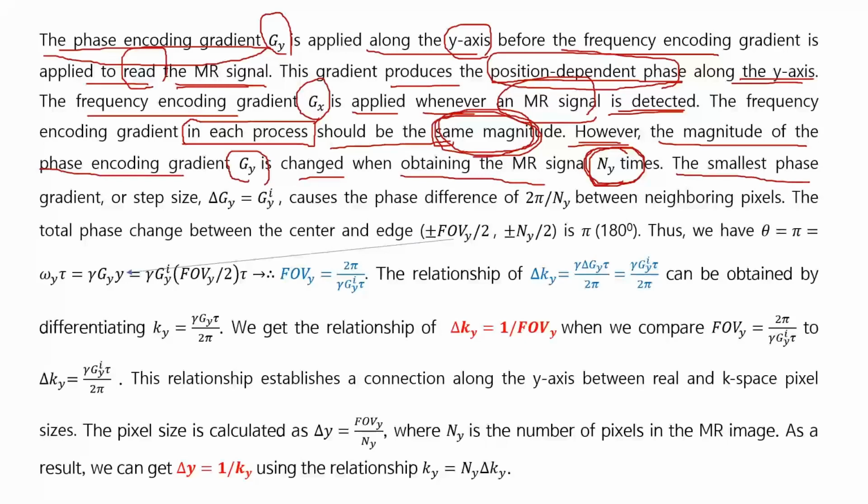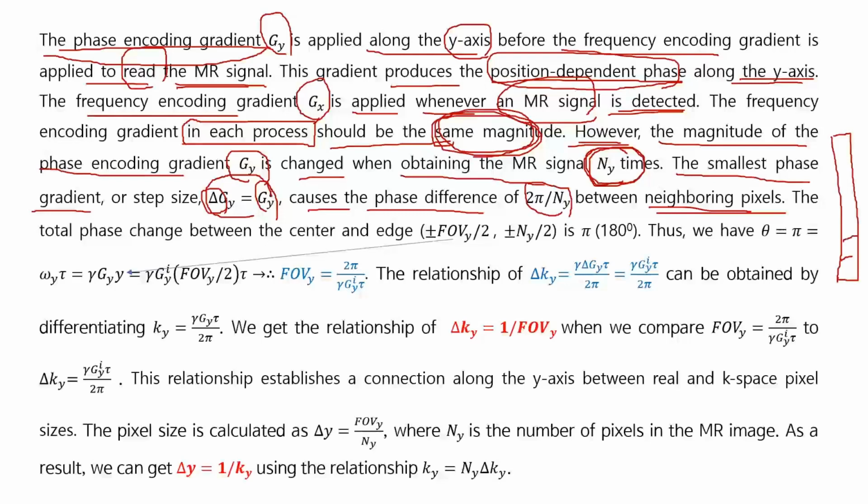The smallest phase gradient or step size, given by delta Gy and represented by Gyi, causes the phase difference of 2 pi over ny between neighboring pixels. So we have 256 pixels along the y direction. Now let's suppose nx equals ny.